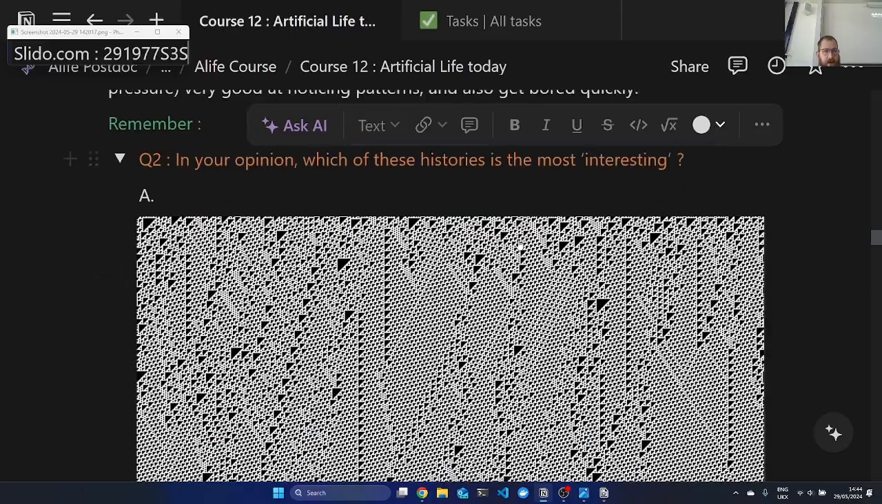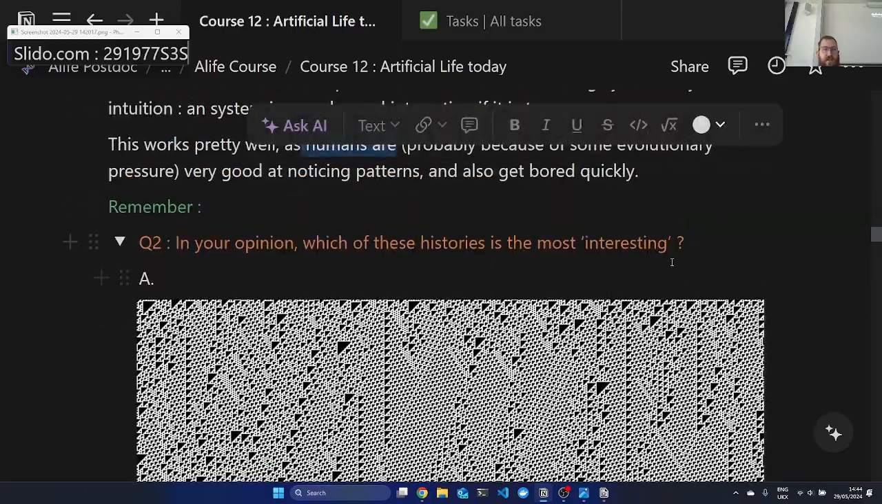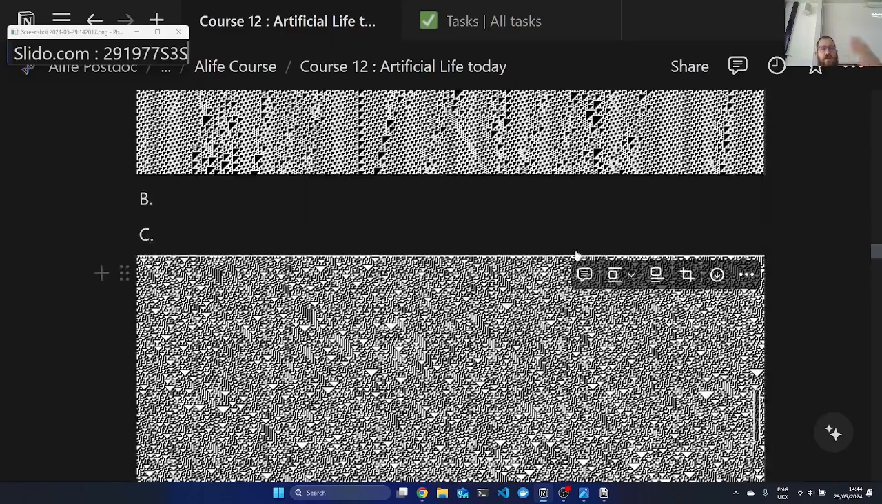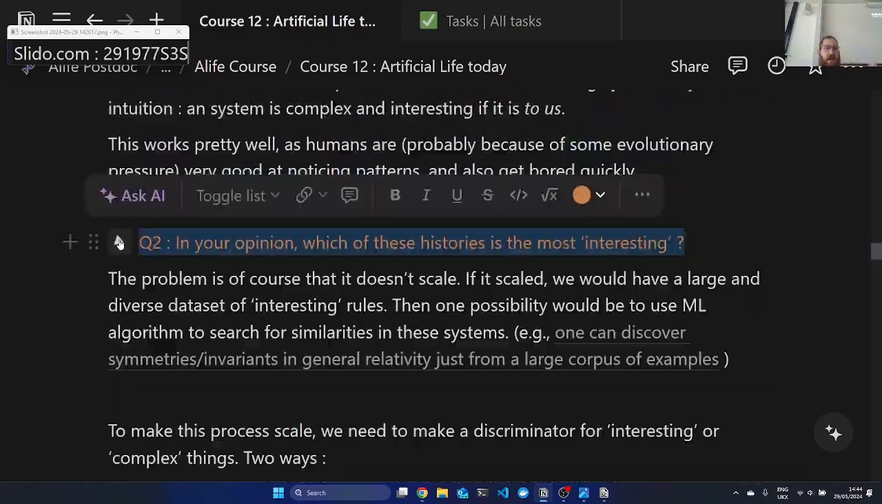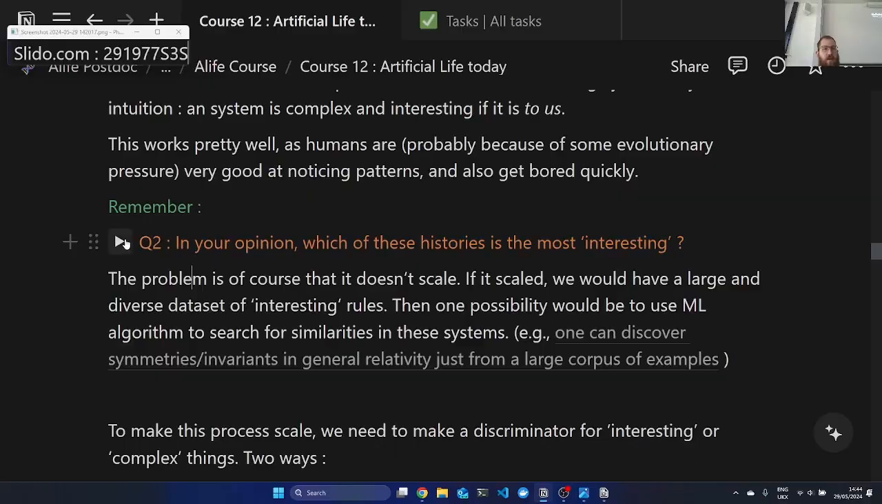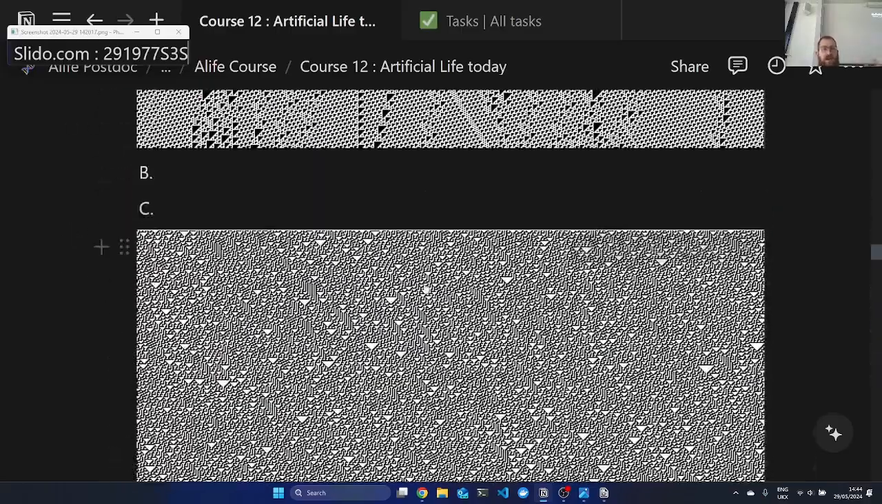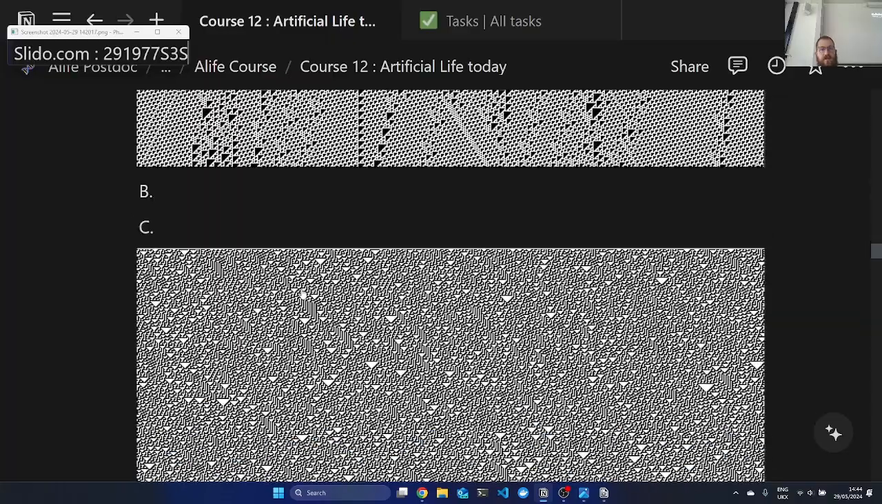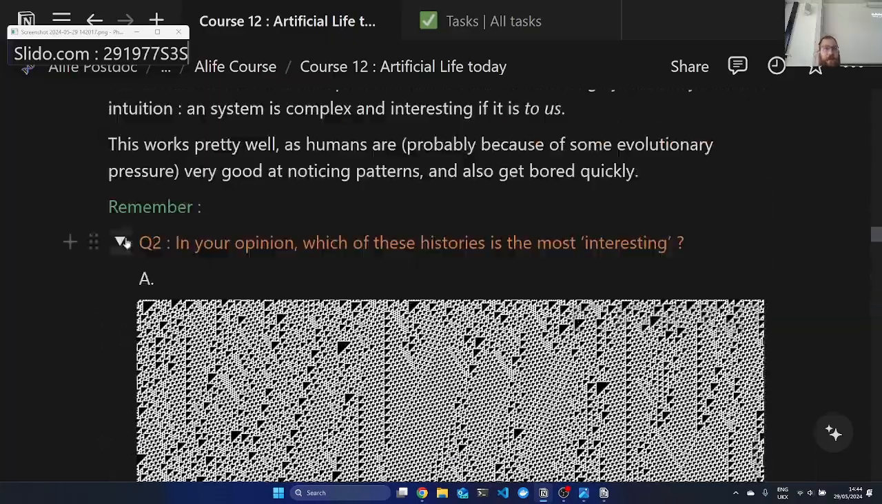So if you remember in the elementary CA course, I asked you which of these 3 histories looks the most interesting. And the vote of the people was pretty aligned with what is actually considered theoretically interesting, in the sense that this automaton is actually Turing complete in some sense, and the others are not.